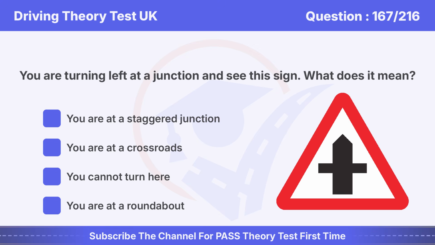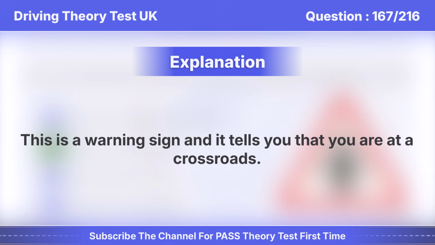Question 167. You are turning left at a junction and see this sign. What does it mean? Answer is B. You are at a crossroads. This is a warning sign and it tells you that you are at a crossroads.